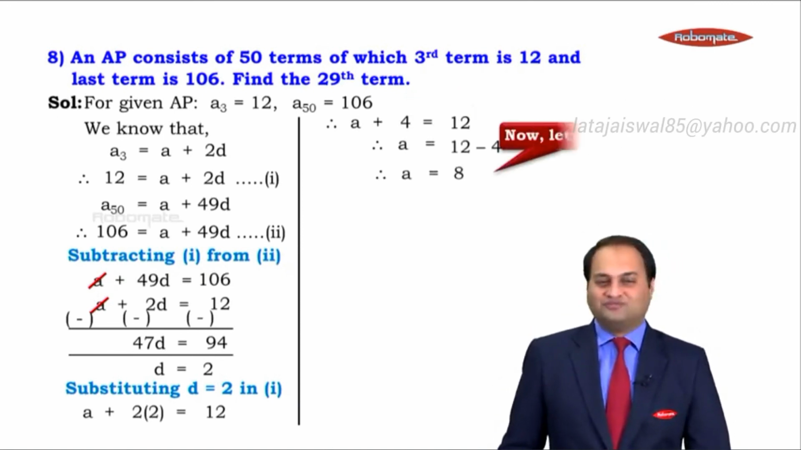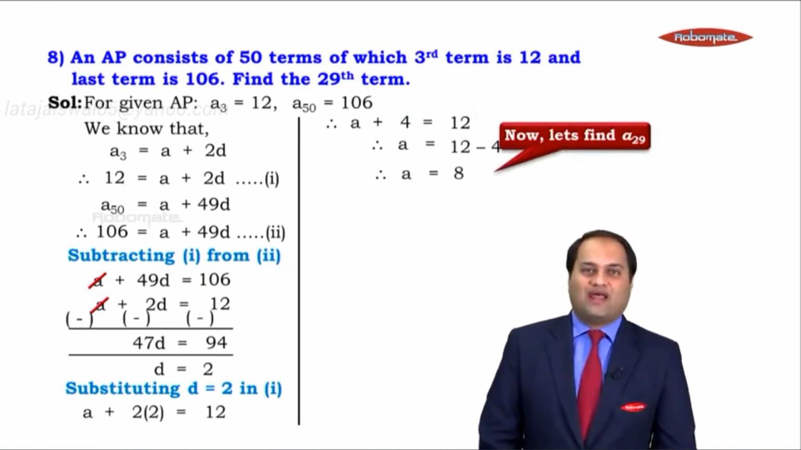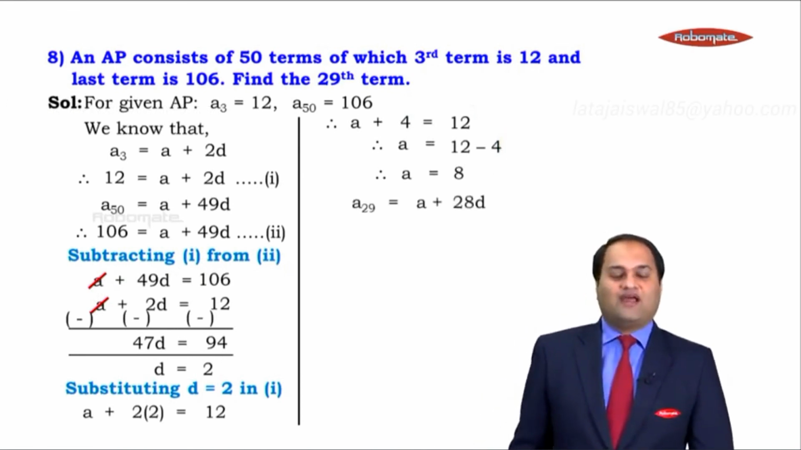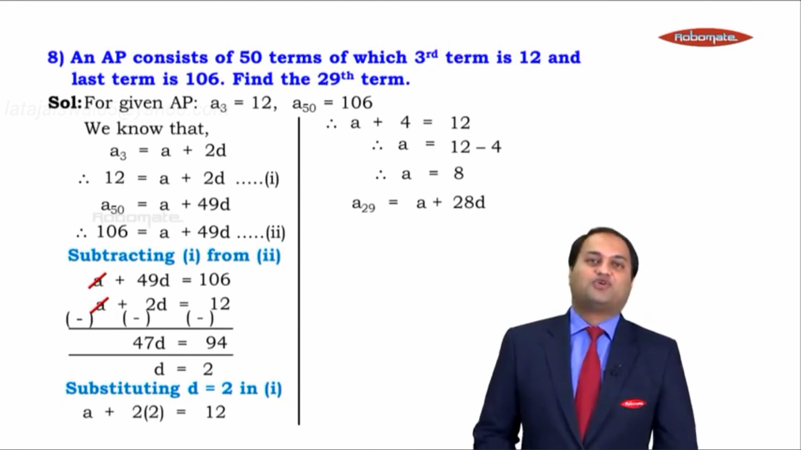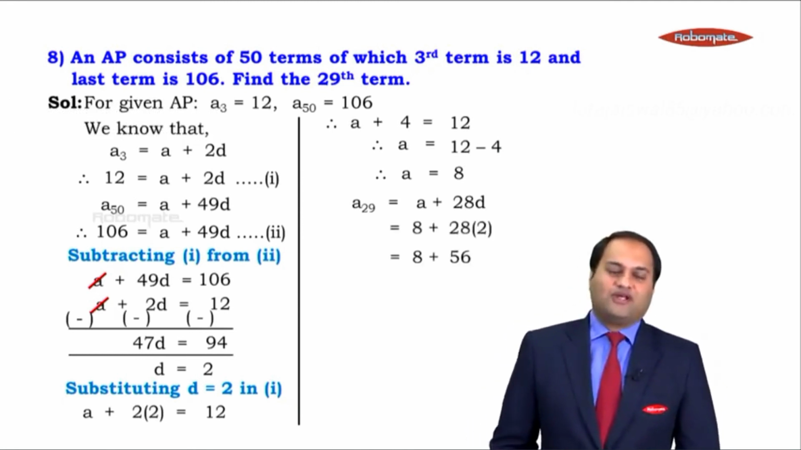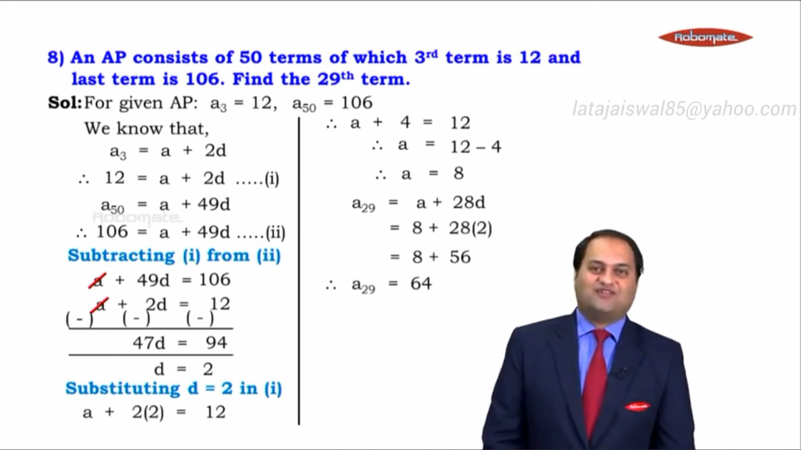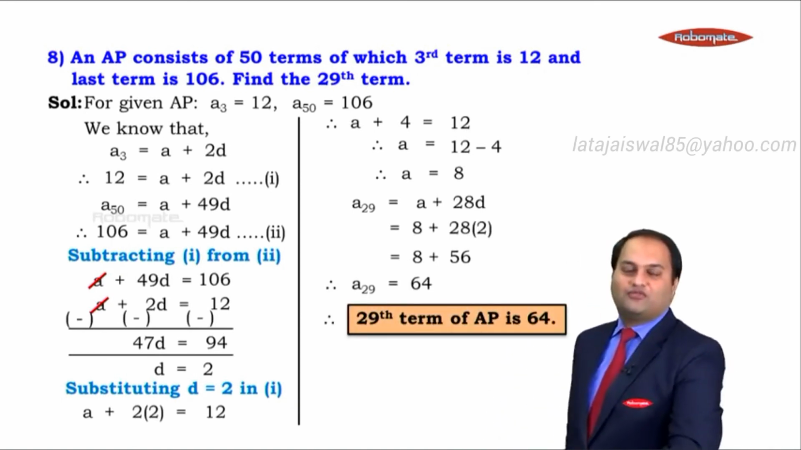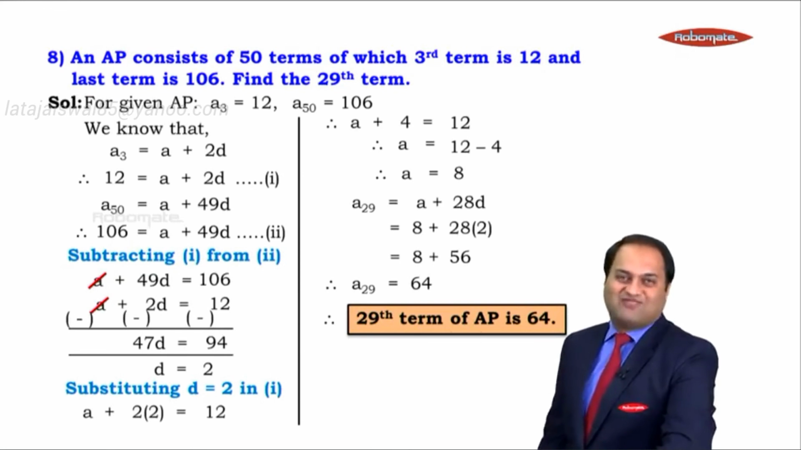Is the sum over? No. We need to find A29. What's the formula for A29? A29 is equal to A plus 28D, which is equal to 8 plus 28 into 2. That's 8 plus 56. That's 64. Therefore, the 29th term of the AP is 64. As simple as that.